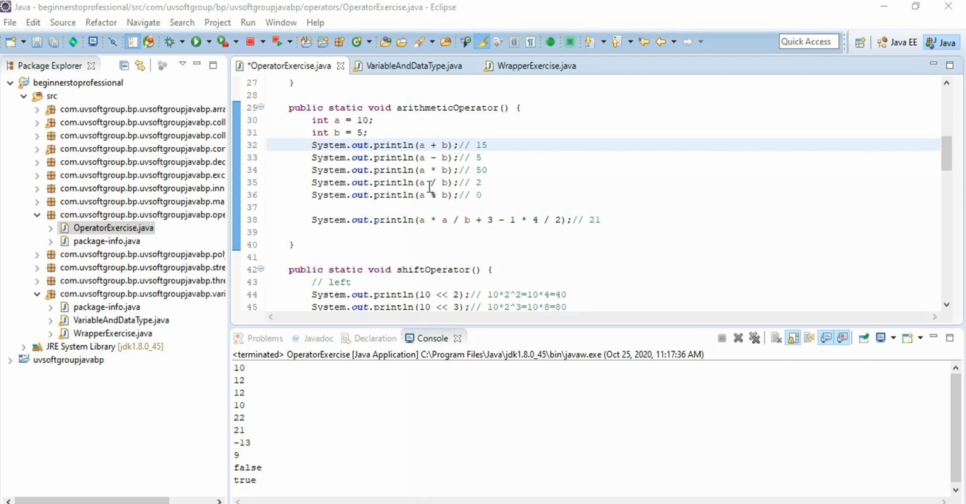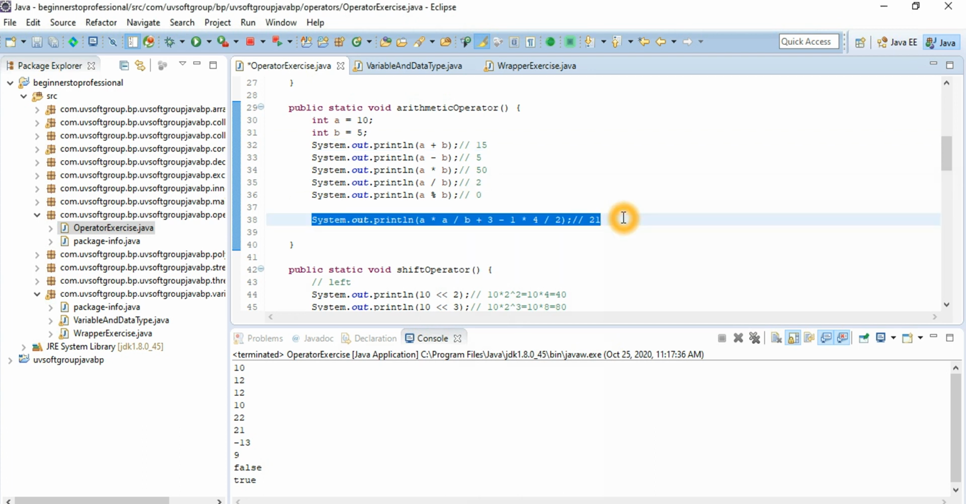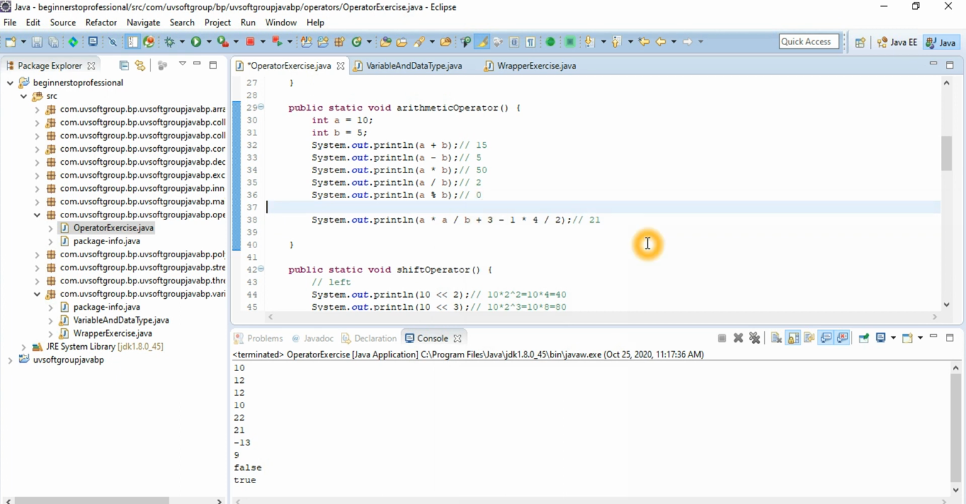So a multiplied by b, the result is 50. Then a divided by b, the result is 2, and then a modulus b, the result is 0. So that's it. You can also combine complex mathematical expressions to do the mathematical calculation. You can also do it with the existing mathematical functions, or whatever you like to do.